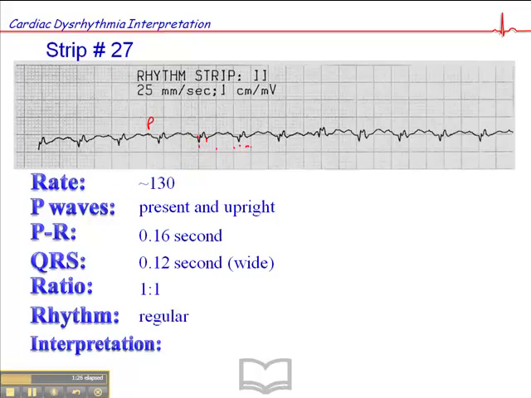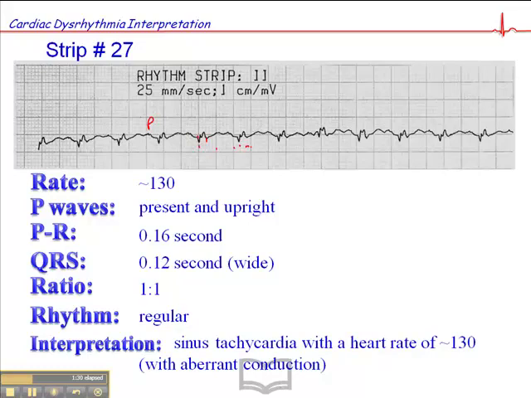The rhythm is regular, and this might come as a shock, but the interpretation is simply a sinus tachycardia with a heart rate of approximately 130 with aberrant conduction, right? Sounds pretty simple. Now, when you see something this ugly, again, what I recommend is look at other leads. This is not a lead 2 interpretation course. This is a dysrhythmia interpretation course. And it's so easy to get into the routine of always looking at lead 2.